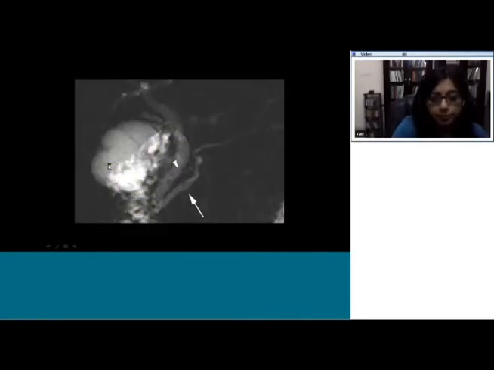And this is a representation on MRCP of the same thing, where this is the main pancreatic duct. This is the duct of Santorini. This is the duct of Wirsung. This one is the common bile duct. Both of them having opening into the major papilla into the duodenum. This is the Santorini opening into the minor papilla, also into the duodenum.